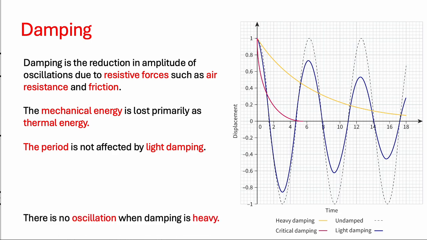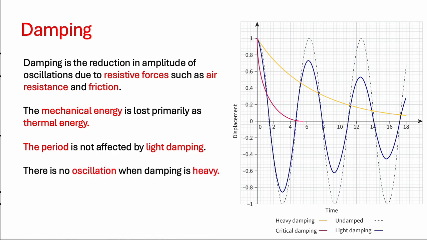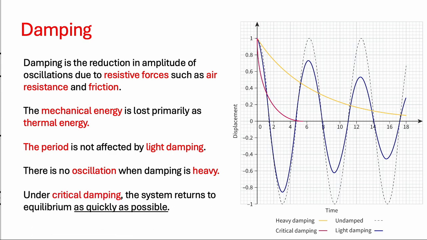We have heavy damping. Heavy damping is a case where we essentially have no oscillation. If you notice there, we are going from our maximum point straight down to zero. We never end up with any kind of full vibration in this case. Critical damping is when the system essentially goes right back down to zero, so we go straight to equilibrium. It's, if you like, the heaviest of the heavy damping.